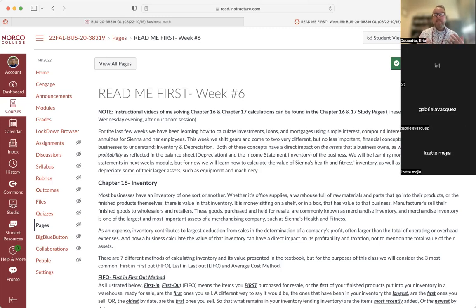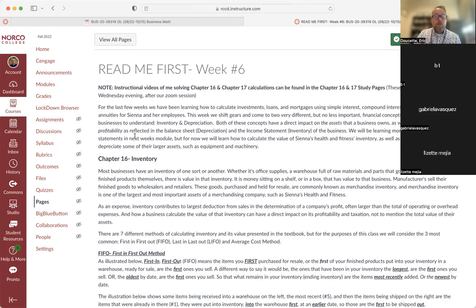And the cool thing is, in the United States, they actually allow for this. In the international world, they do not allow for it. So you can't do it in different methods in other countries. But in America, we have the freedom to do it. So we might as well take advantage of that, especially if it benefits us tax-wise.